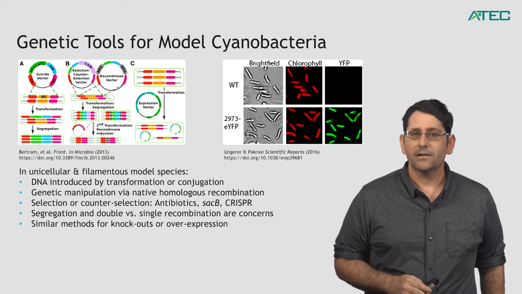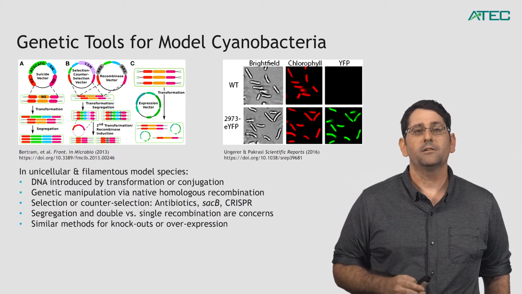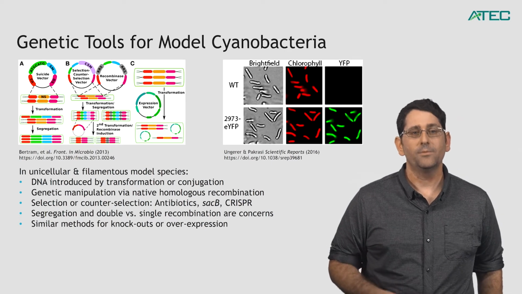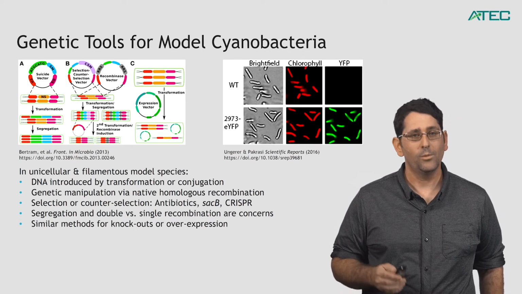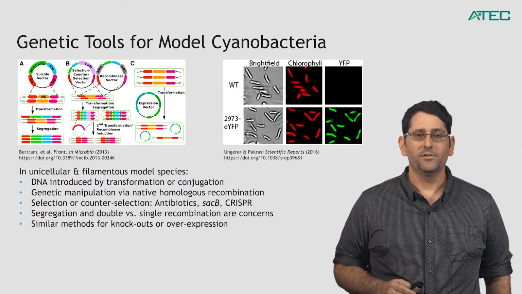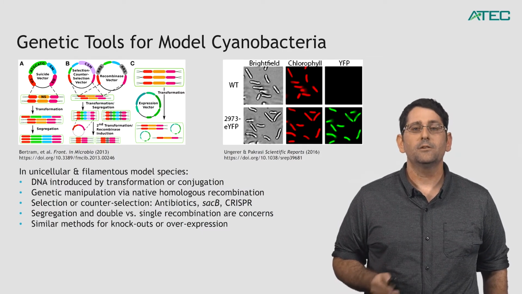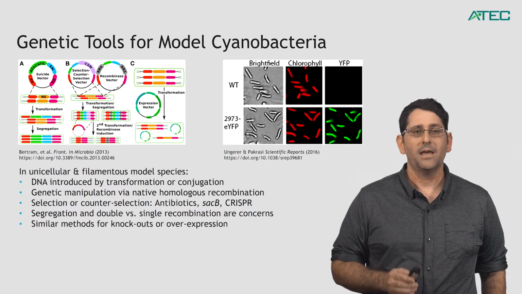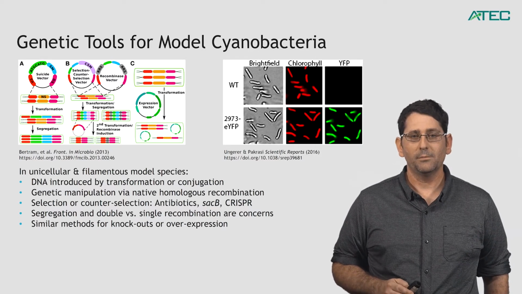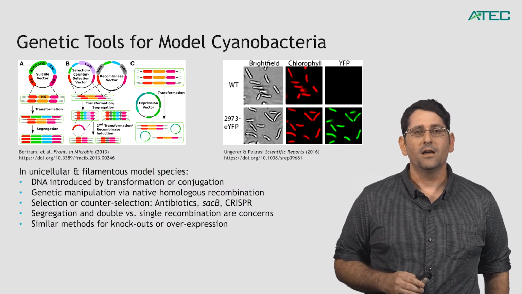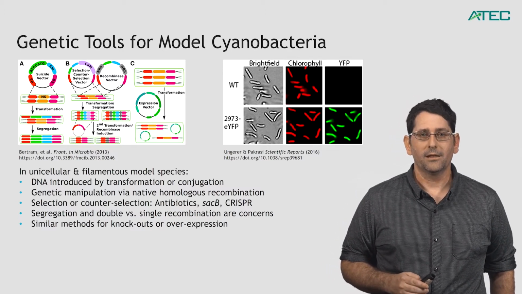The reason we have to do segregation is because most often cyanobacteria are polyploid, meaning they have multiple copies of the genome within a single cell, and so we need all copies to change over to what we want them to be, instead of just leaving a few behind. Another concern that we often think about is double versus single recombination. Double would be, as in figure A, where we completely replace the DNA, single being the whole vector goes in, and we're not really taking out or replacing anything.